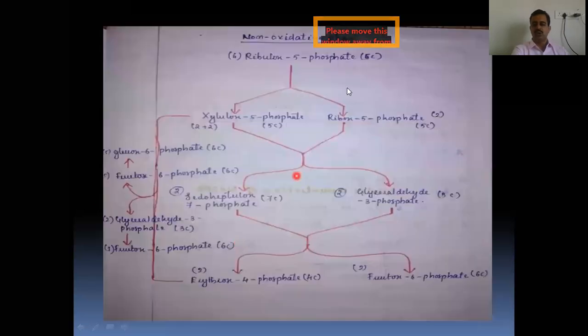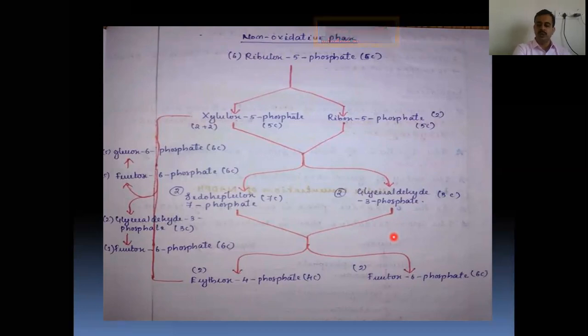See, this is the non-oxidative phase where we have ribulose 5-phosphate left. Now it can convert into two products. One is xylulose 5-phosphate and the other is ribose 5-phosphate. Again, 5 carbon compounds are there. And this xylulose 5-phosphate gets converted into glucose 6-phosphate, fructose 6-phosphate, glyceraldehyde 3-phosphate, erythrose 4-phosphate, and so on and so forth. While the ribose 5-phosphate goes into glyceraldehyde 3-phosphate and fructose 6-phosphate. So this is the conversion of various different sugars into different compounds by rearrangement of the carbon molecules.